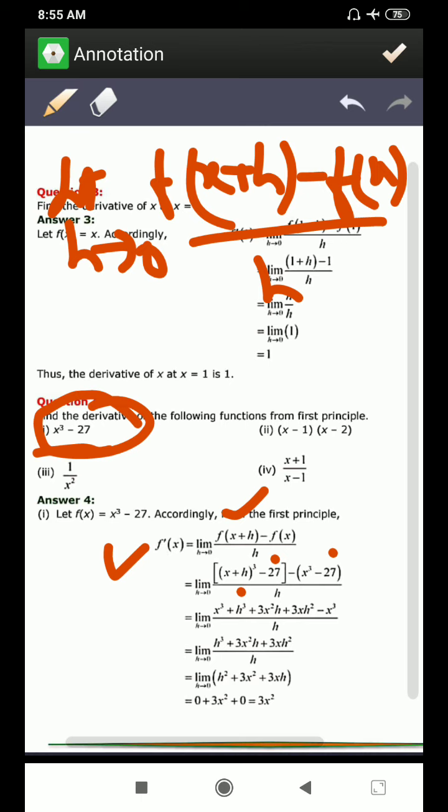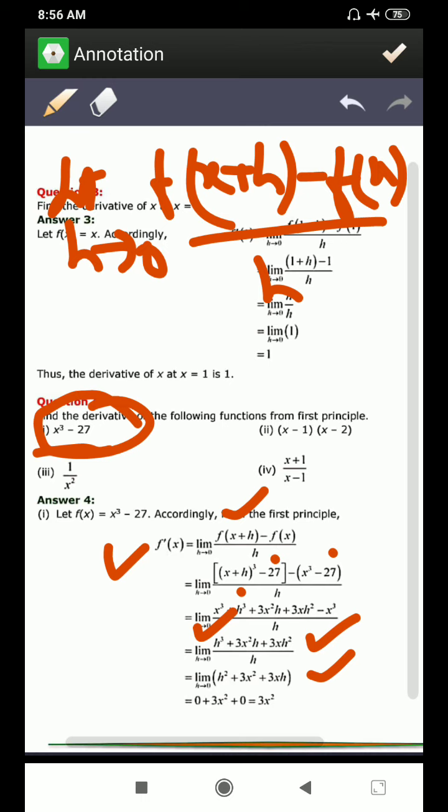Okay. Further, in the next step, this x cube is cancelled out with this x cube. These two x cubes are cancelled out. So cancel the terms. Now you are left with h cube plus 3x square h plus 3xh square upon h. In the numerator take h as common, and that will cancel out the h of the denominator. So you are left with h square plus 3x square plus 3xh. In this you put limit h tends to 0.